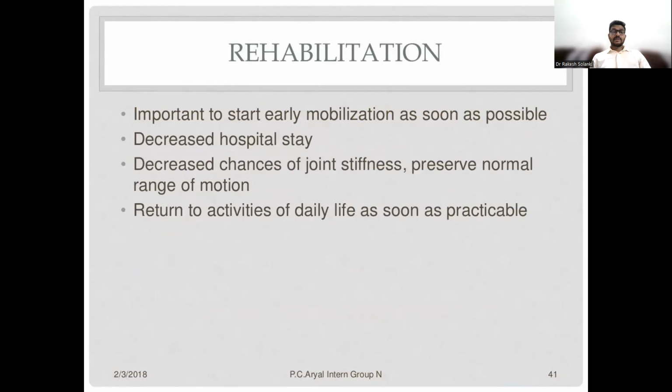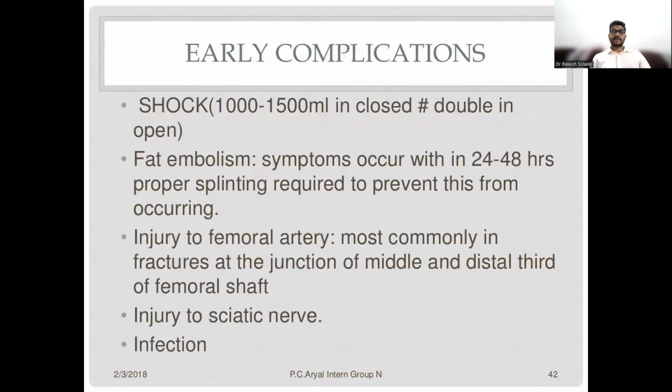Now, the rehabilitation. It is important to start early mobilization as soon as possible to decrease the hospital stay, decrease chances of joint stiffness, preserve normal range of motion, and return to activities of daily life as soon as practicable. The early complications are shock due to blood loss, in closed fracture, double in open; fat embolism, with symptoms occurring within 24 to 48 hours. Proper splinting is required to prevent this complication. Injury to the femoral artery, most commonly in fracture at the junction of the middle and distal one-third of the femoral shaft. Injury to the sciatic nerve and infection.